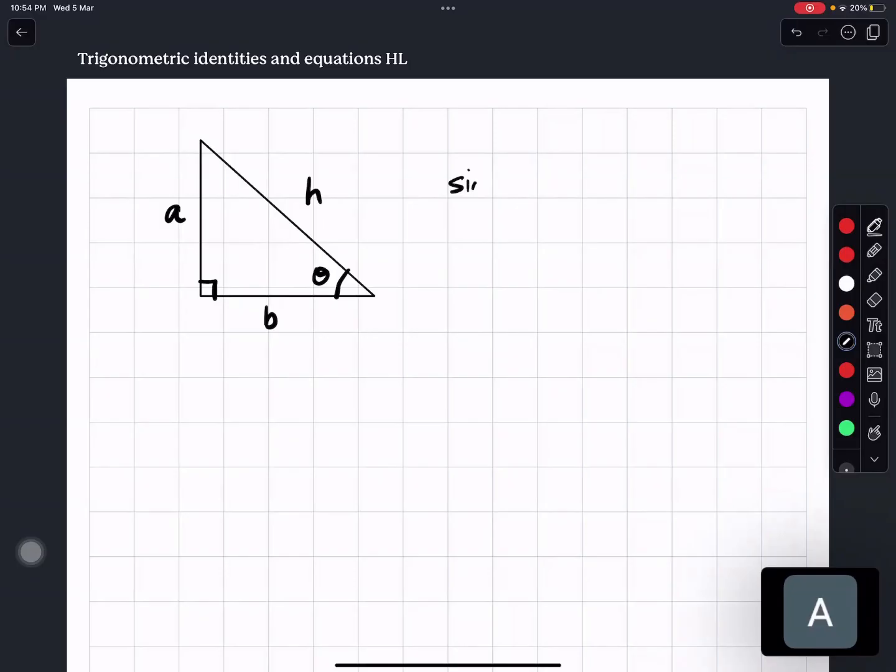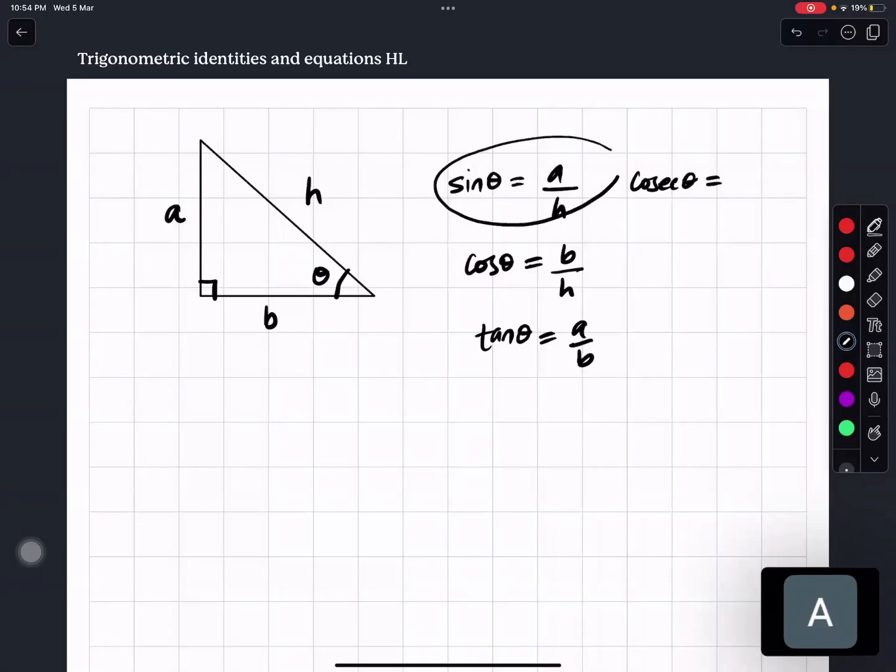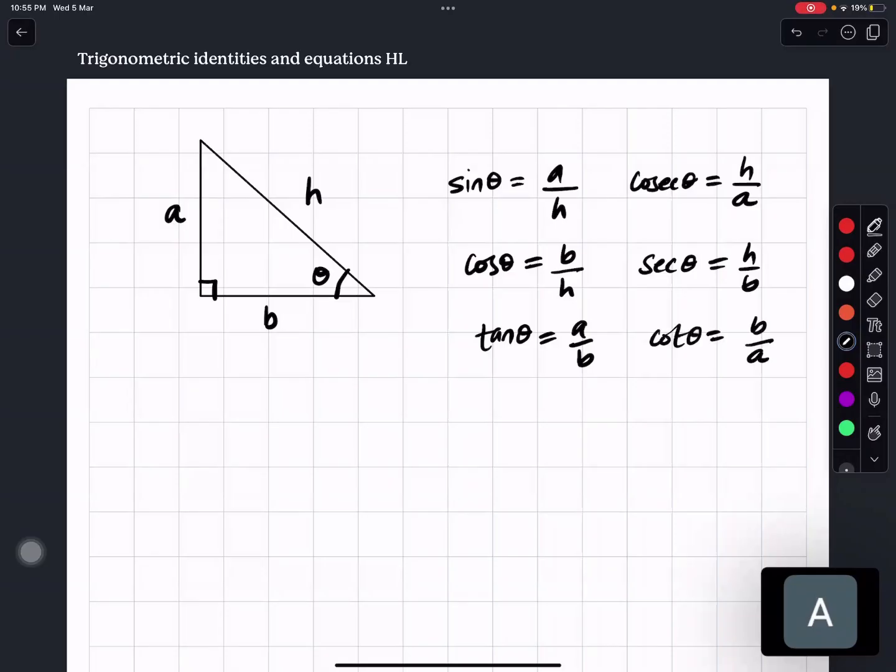So here we see that sine theta will be equal to A upon H. Cos theta is B over H. And tan theta is A upon B. Then cosec theta, which is a reciprocal of sine theta, is H over A. Then sec theta will be H over B. And cot theta is B over A.